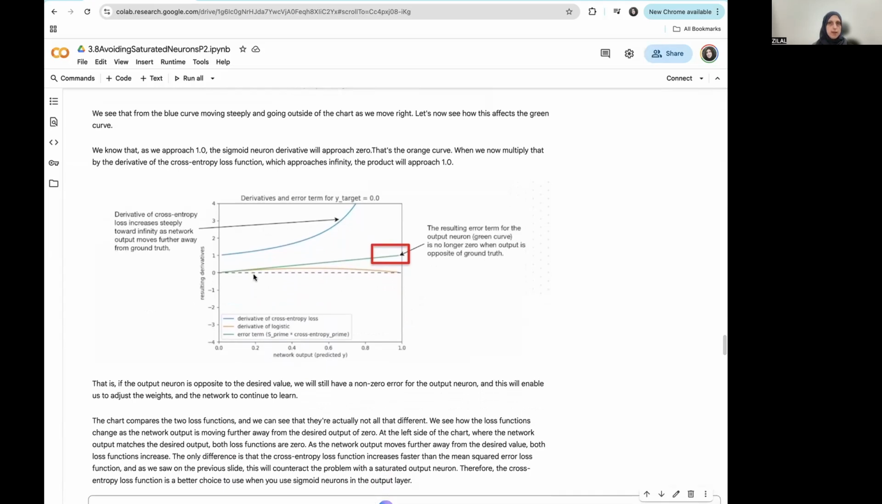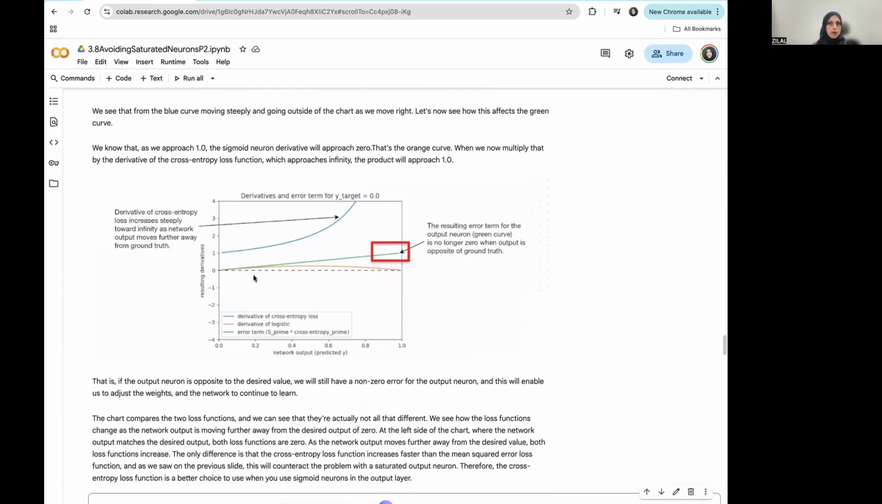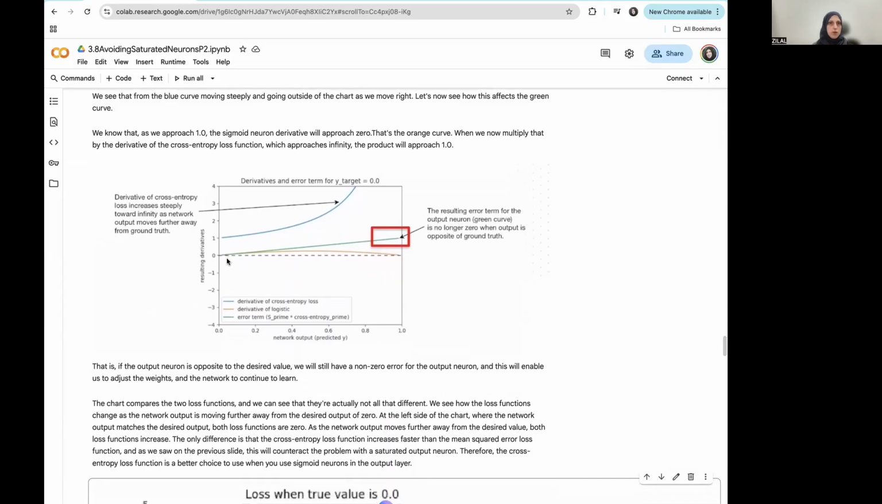We know that as we approach 1.0, the sigmoid neuron derivative will approach 0. That is the orange curve. When we now multiply that by the derivative of the cross-entropy loss function, which approaches infinity, the product will approach 1.0.